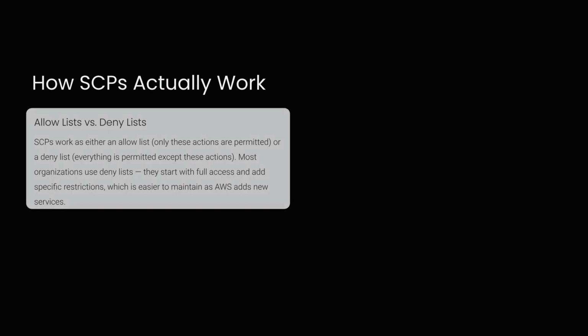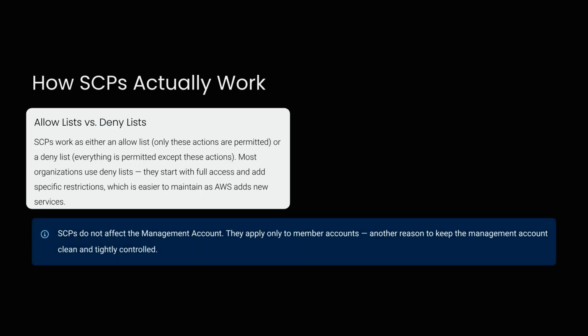SCPs use either allow lists or deny lists. Most organizations prefer deny lists, starting with full access and then adding specific restrictions, which is easier to maintain. Remember that SCPs only apply to member accounts, not the management account. For permissions, the effective outcome is the intersection of IAM and SCPs.